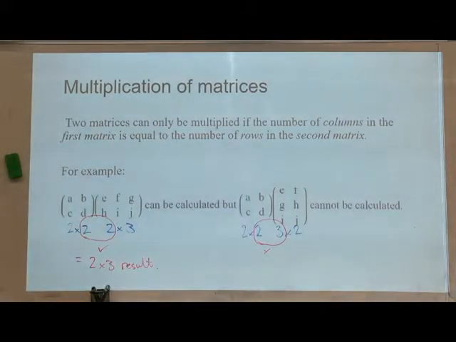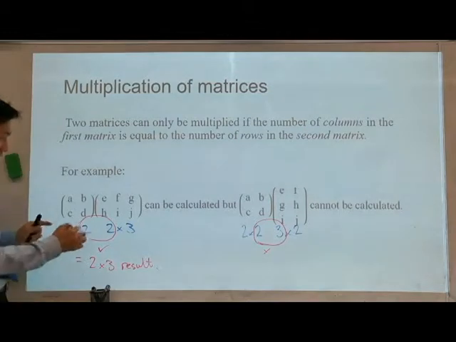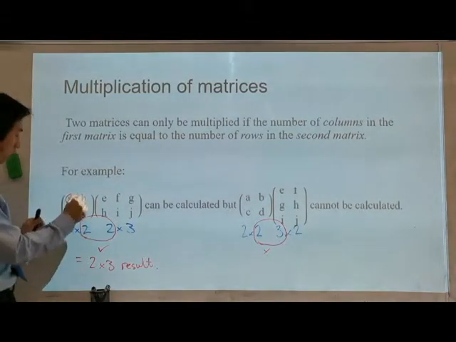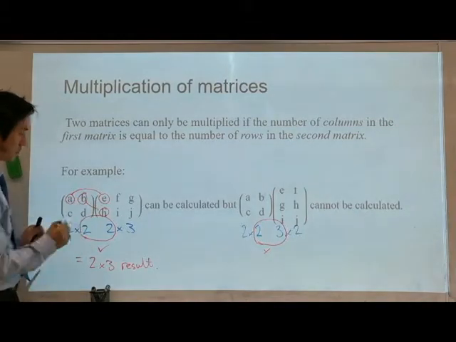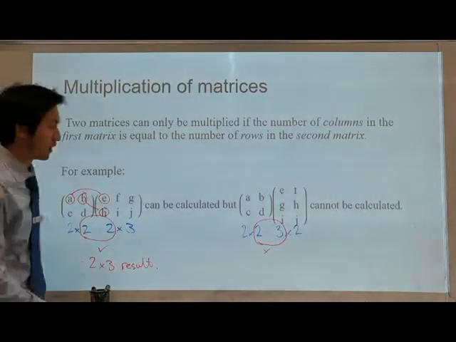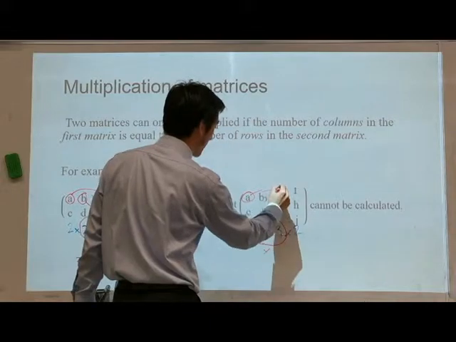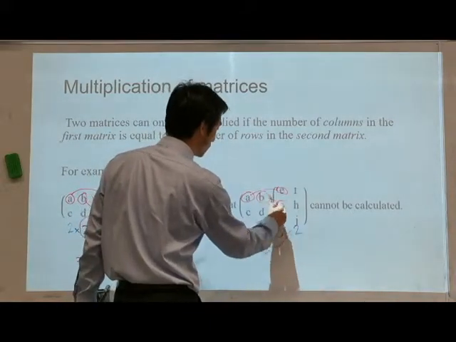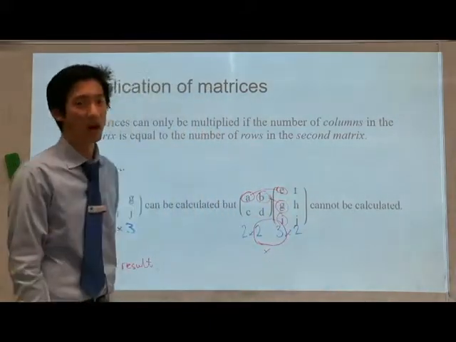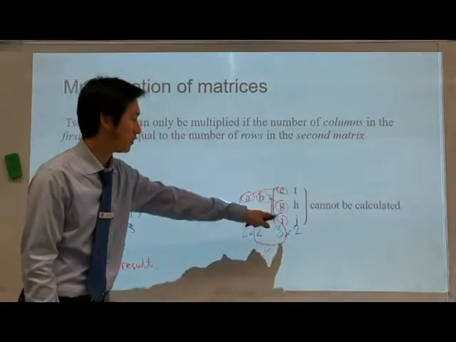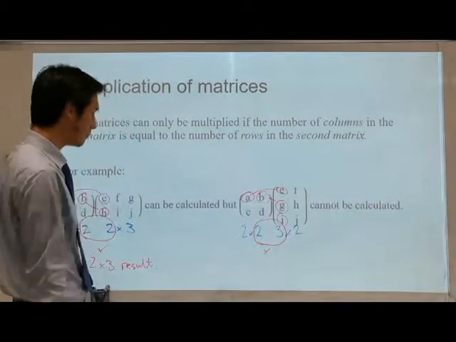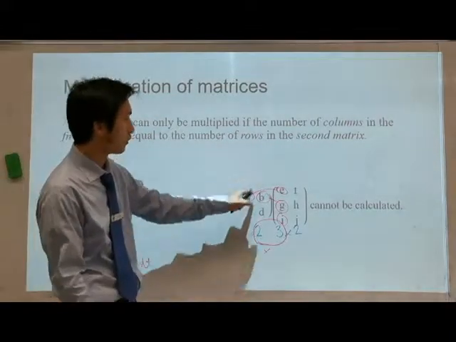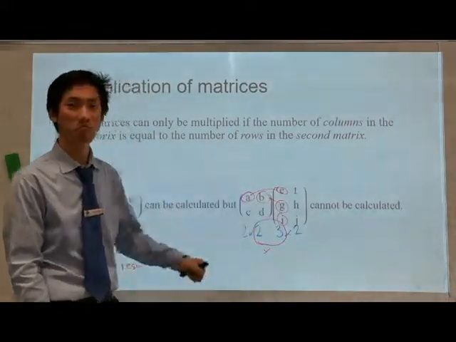I'll add on to that the fact that the reason why this works is, remember, we're multiplying the rows by columns. So A matches with E, B matches with H. That's all good. Whereas with the second one, A matches with E, B matches with G, and no one's matching with I. That's why the number of columns must match the number of rows.